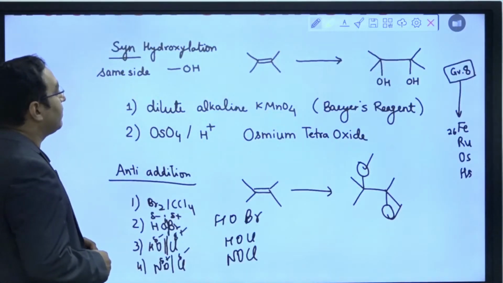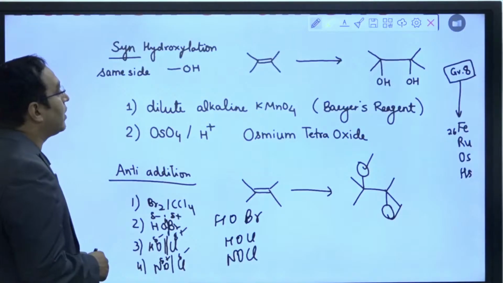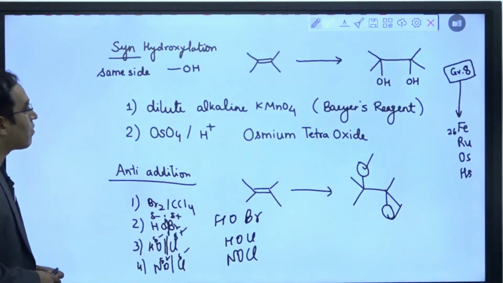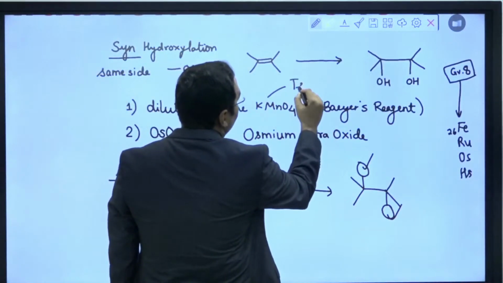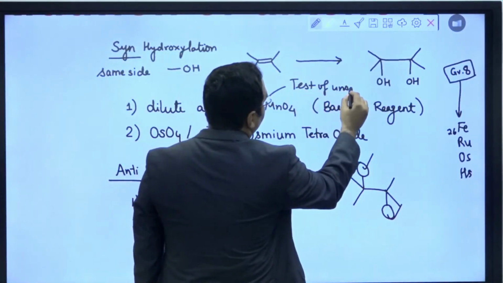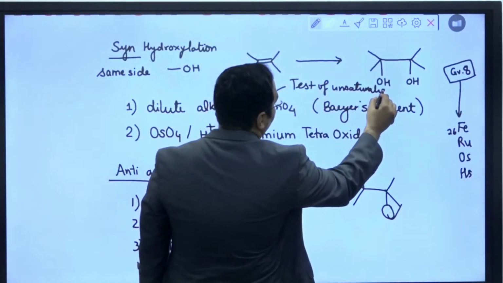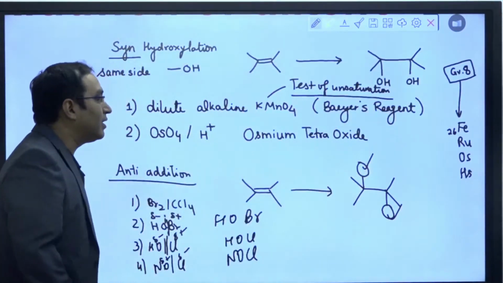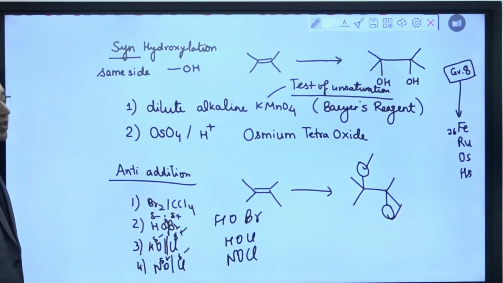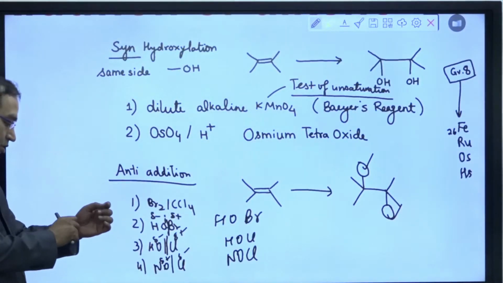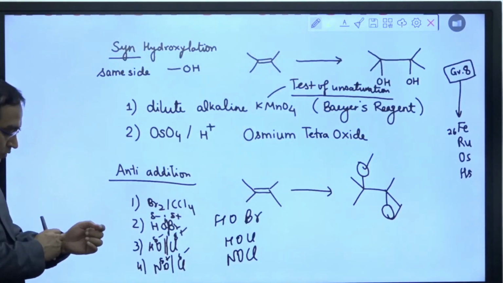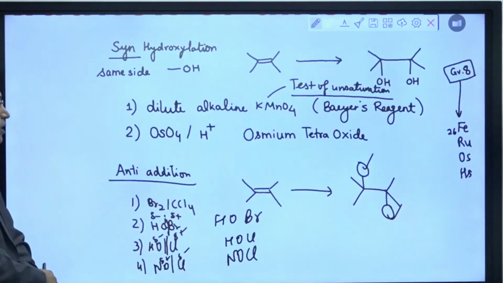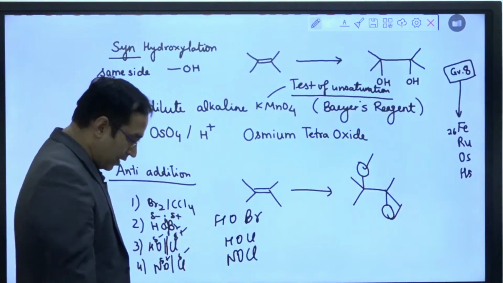Now let us see a certain question on this logic and try to understand what is happening. First thing is, dilute alkaline KMnO4, Bayer's reagent, is also called the test of unsaturation. If you have any double bond or triple bond, you can always use this reagent. It shows a color change, based on which you identify unsaturation. So write down: KMnO4, test of unsaturation. We'll discuss that also.